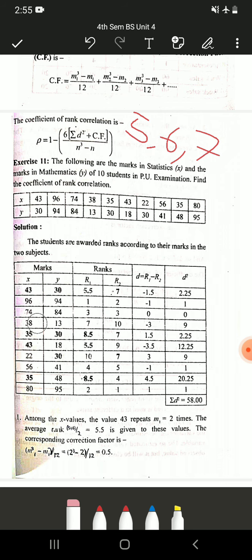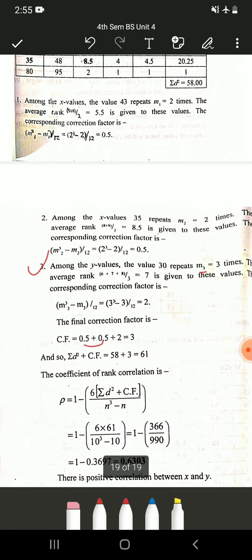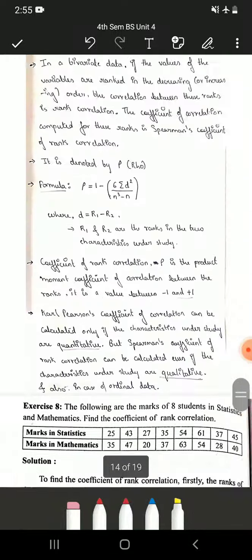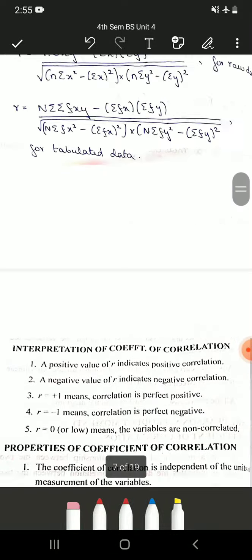So on, find out the repeated ranks and make sure you assign ranks from 1 to 10. Once you get the ranks, then the next step would be to find the difference between the ranks and d square and then the correction factor. So with this we have completed the concept of correlation.